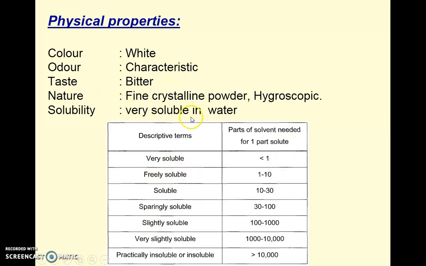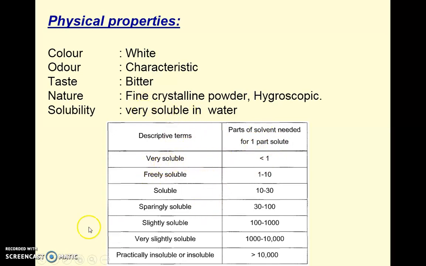For example, if a substance is very soluble, then less than one part of solvent is needed to dissolve one part of solute. Less than one part of solvent needed to solubilize or dissolve the one part of solute. So it will be less than one part for very soluble.